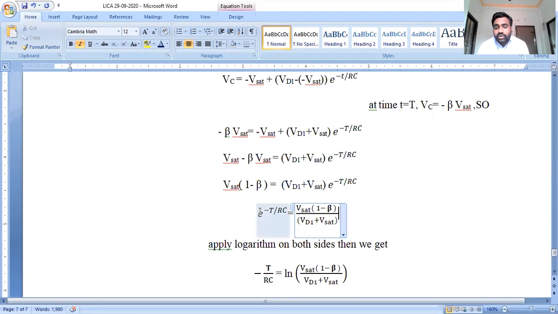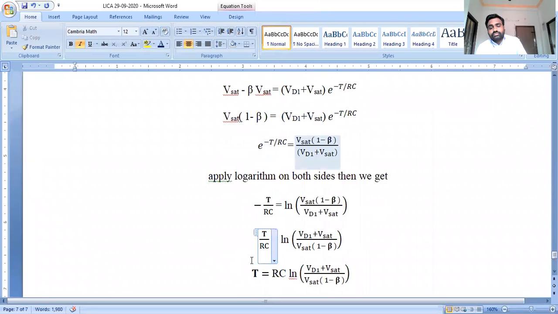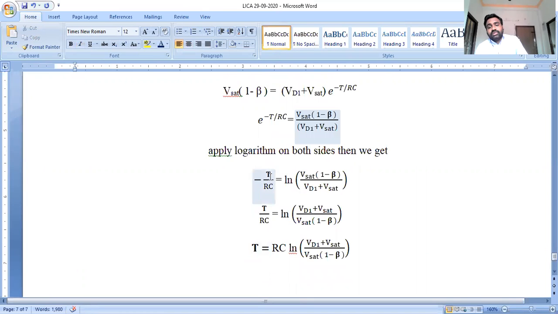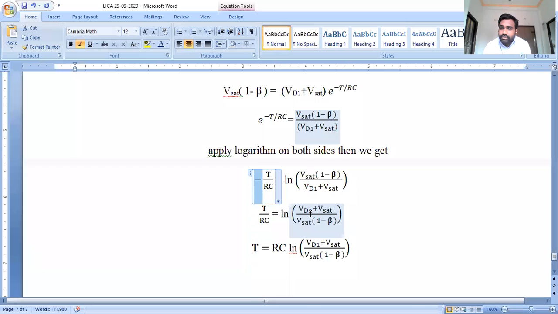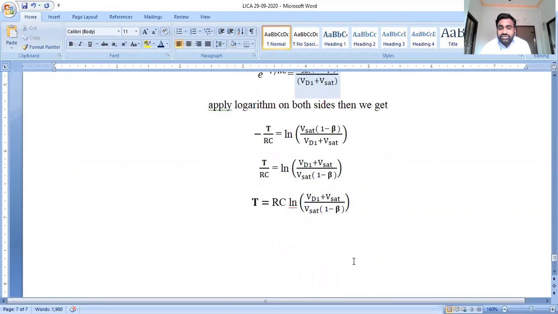In order to eliminate this exponential value, we apply the logarithm on both sides, that is minus t by RC is equal to the logarithm of V saturation of 1 minus beta divided by Vd1 plus V saturation. In order to eliminate the negative sign, we exchanged the numerator and denominator. So the total time period is equal to RC into ln of Vd1 plus Vsat divided by V saturation into 1 minus beta.